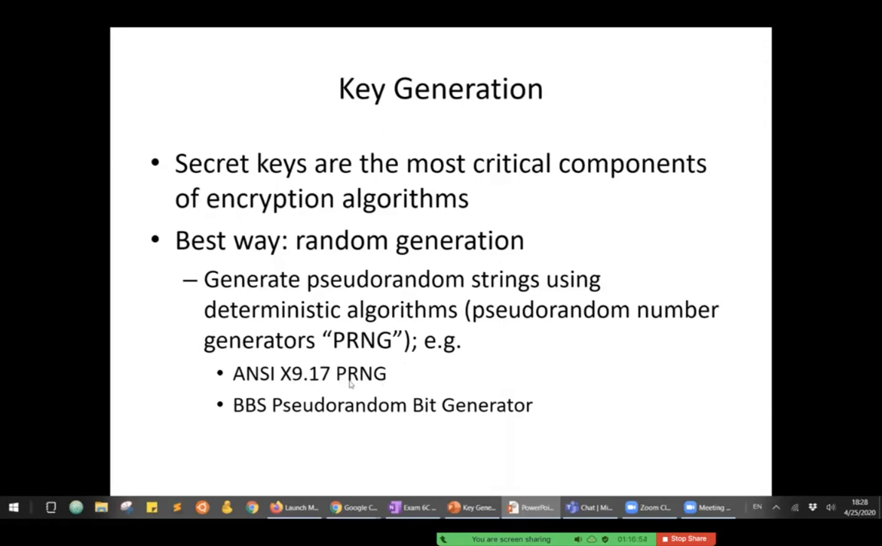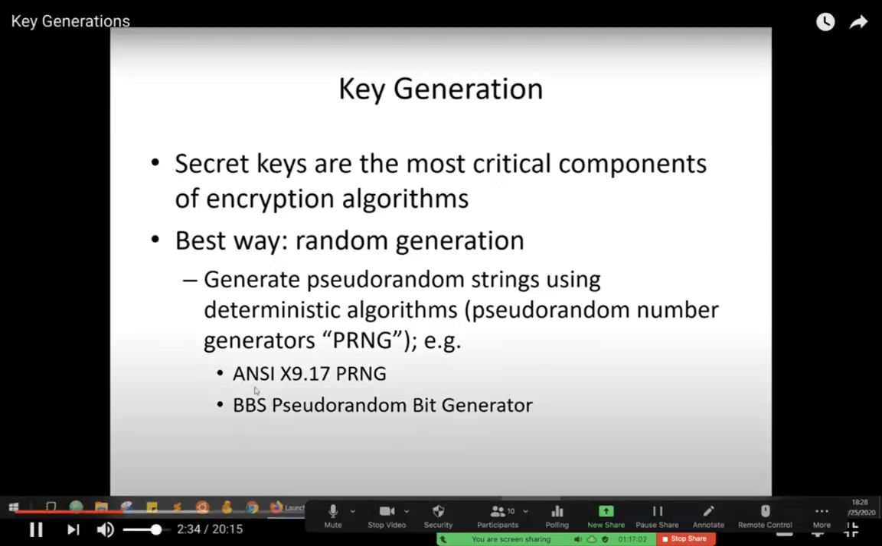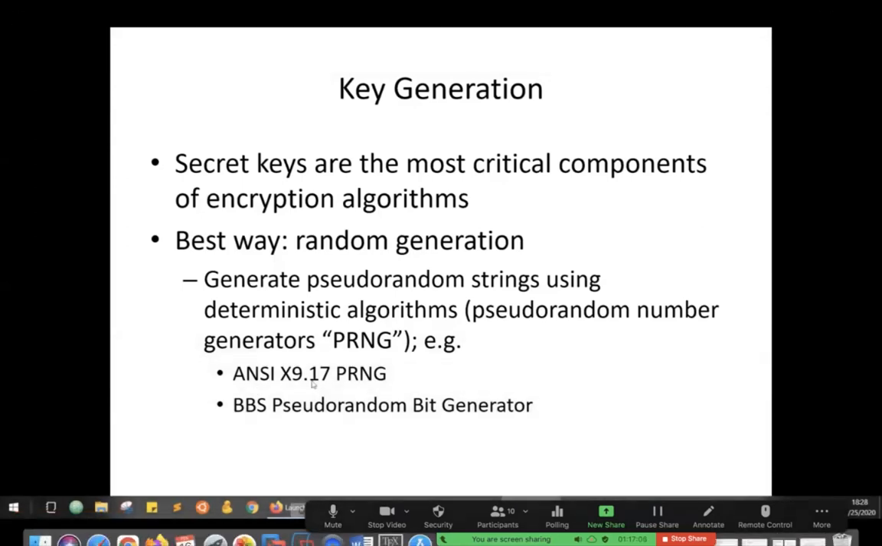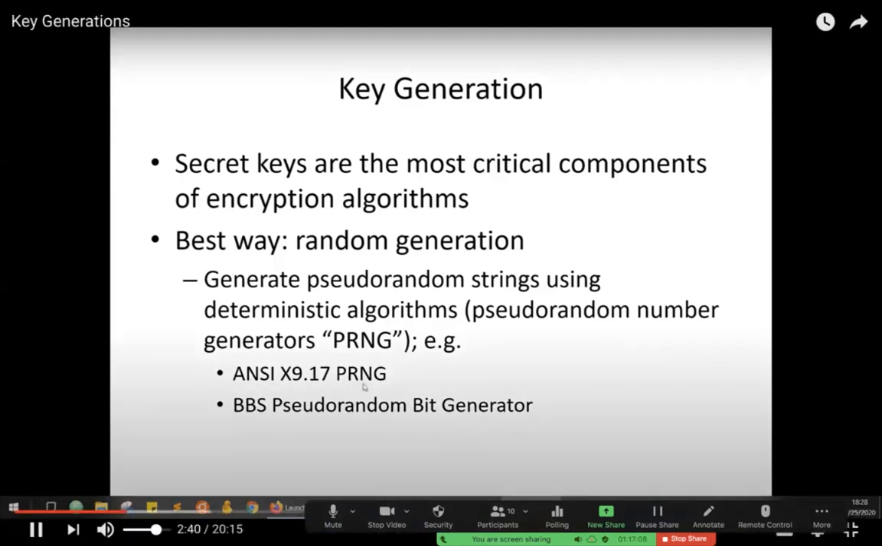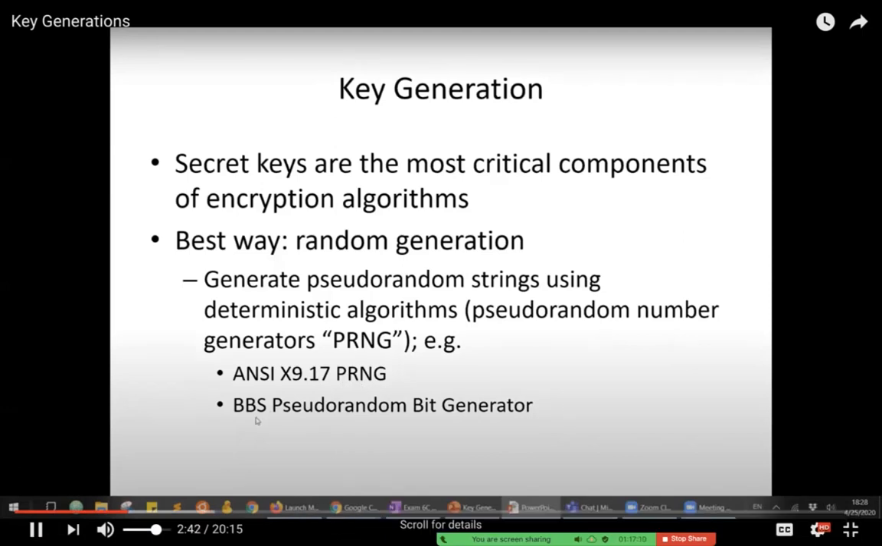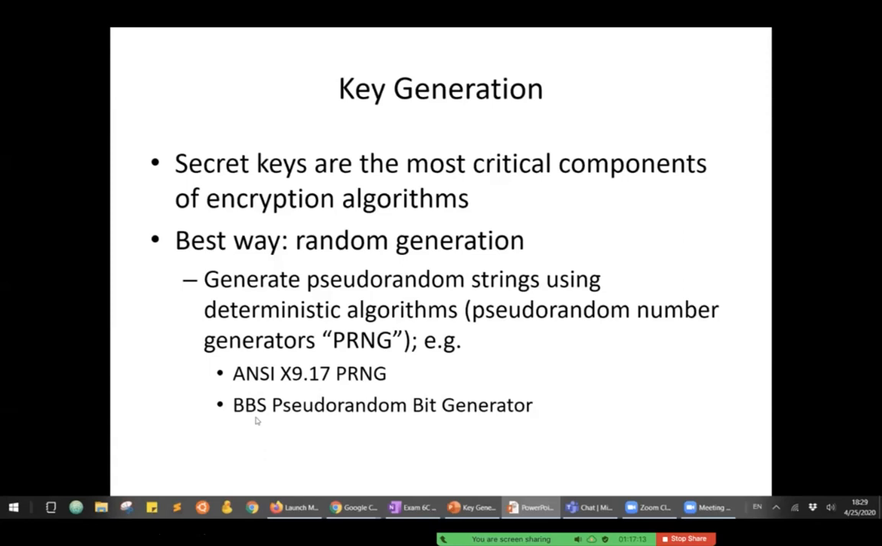Okay, so the two pseudo-random number generators we are going to talk about are the following. The first one is the ANSI standard, called the X9.17 pseudo-random number generator. The other one is called the BBS pseudo-random bit generator. The first algorithm generates a pseudo-random number of a desired length. The second is a pseudo-random bit generator.